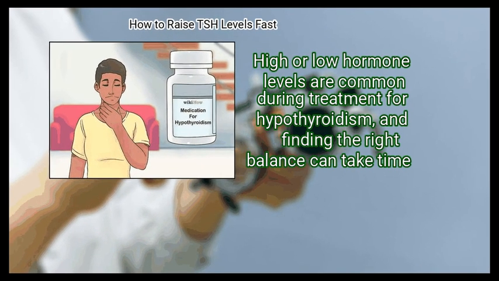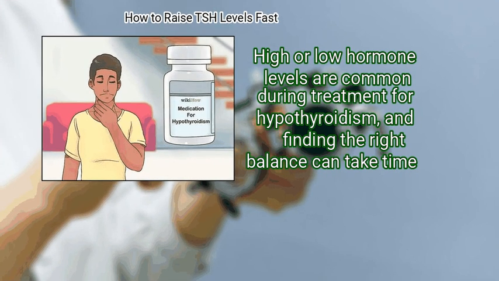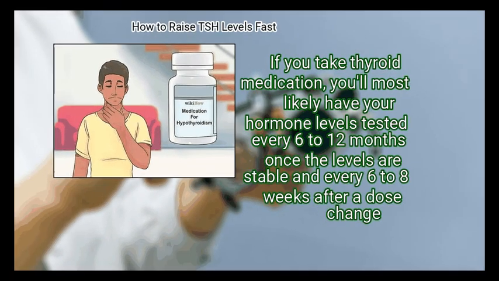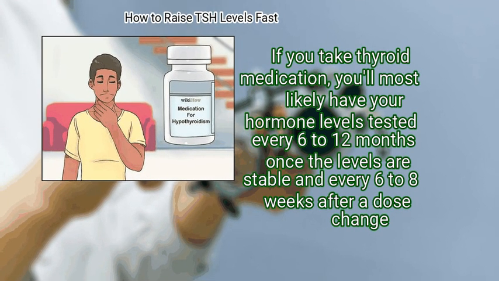High or low hormone levels are common during treatment for hypothyroidism, and finding the right balance can take time. If you take thyroid medication, you'll most likely have your hormone levels tested every 6 to 12 months once the levels are stable, and every 6 to 8 weeks after a dose change.